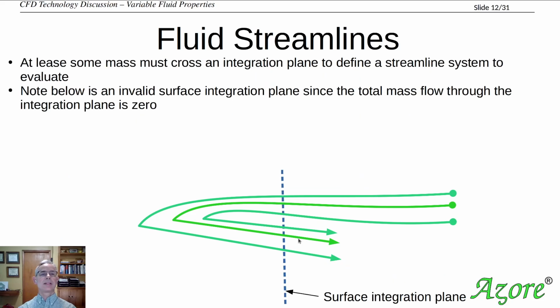And at least some of the mass must cross. So if you are evaluating a surface integration plane with this method, you're assuming that your system has some sort of mass crossing over the plane. Here you can see that the mass does cross, but it goes back over. So the net mass flow through this surface is zero. And since we're normalizing by the total mass flow of our system, if we normalize by zero, it gives us an invalid value. So we wouldn't want to use this method for that.